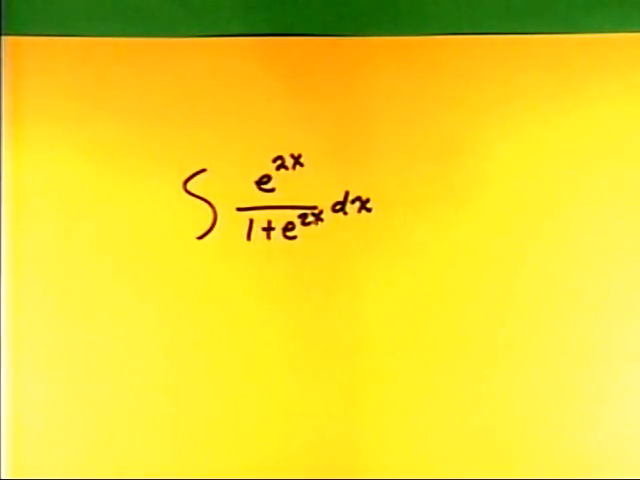What are you going to do? That's probably too easy. I got a harder problem if you call in next time. Alright, is that e to the 2x over 1 plus e to the what? What is that? It's e to the 2x also. Okay.